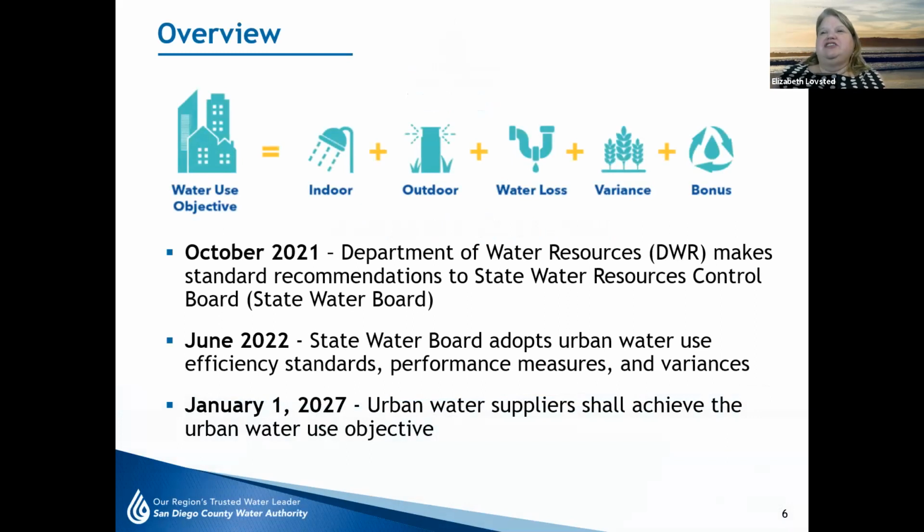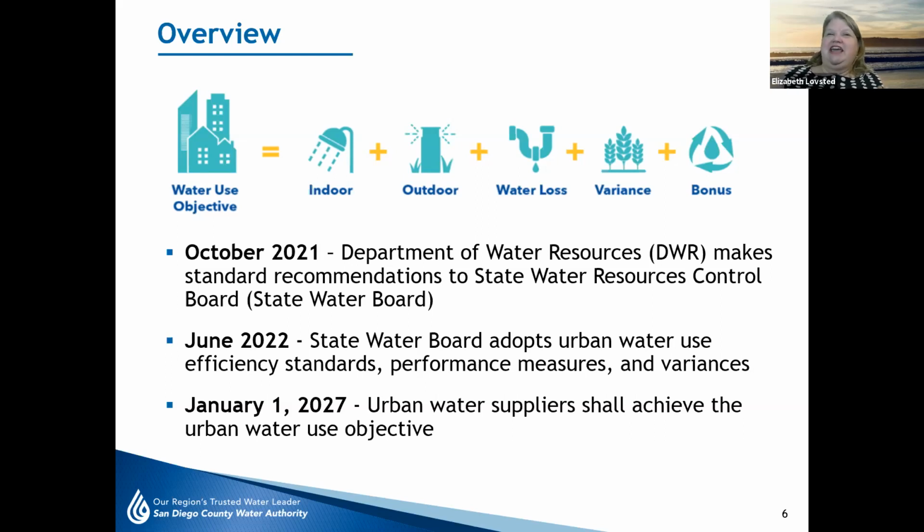This is just our timeline. October 21 is coming really soon. DWR at that time is supposed to give a complete package to the state board with recommendations on indoor residential water use, outdoor residential water use, variances and bonuses, and CII BMPs.